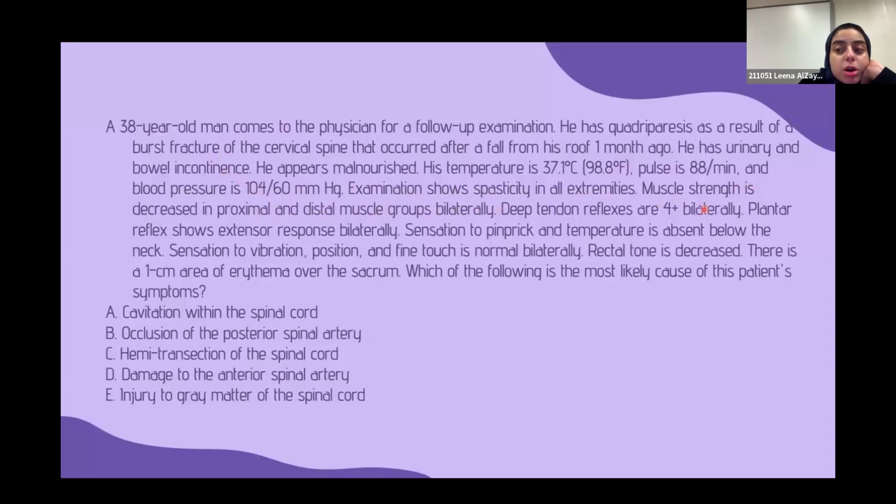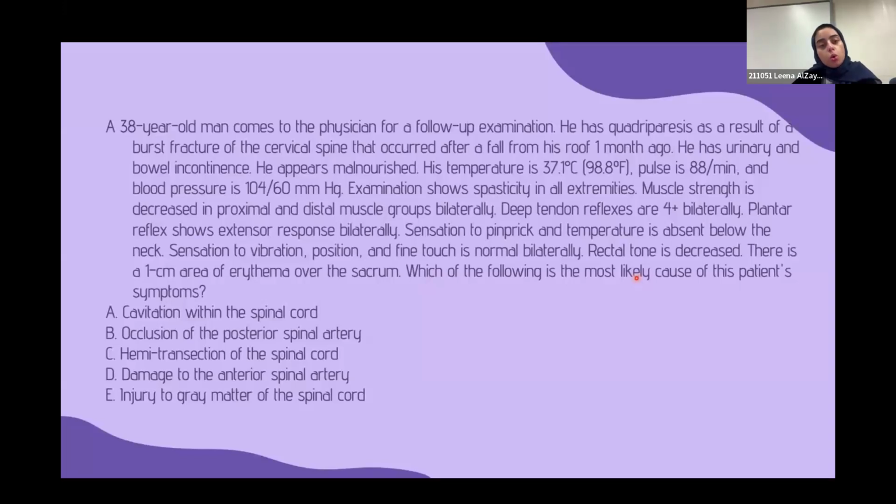Deep tendon reflexes are +4. Plantar reflexes show an extensor response bilaterally. Sensation to pinprick and temperature is absent below the neck. Sensation of vibration, position, and fine touch is normal bilaterally. So you have sparing of the dorsal column. Rectal tone is decreased. There is a 1 centimeter area of erythema over the sacrum. Which of the following most likely caused the patient's symptoms?